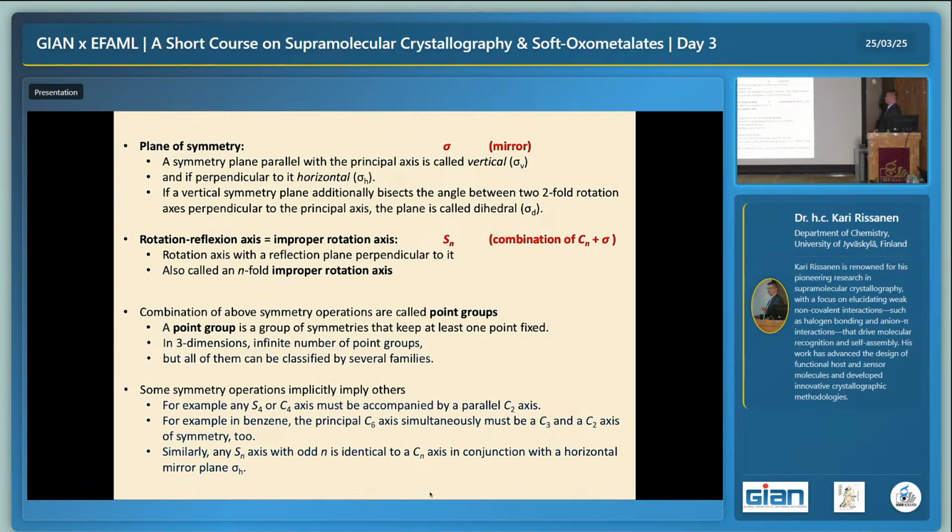So some symmetry representations implicitly imply others. If you have a higher symmetry, the higher symmetry can contain symmetry elements which are of lower symmetry. This is, of course, logical, but not the other way around. Identity cannot contain a mirror. That's for sure. But the mirror automatically contains half of it as identity, and the other half as the mirror image.